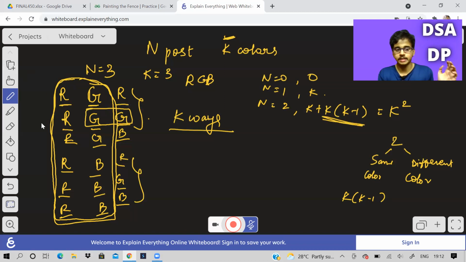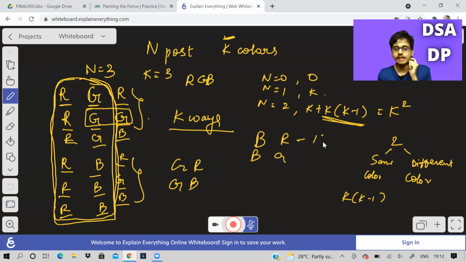What are we essentially doing now? We are finding out how many ways there are to paint the first two posts, times the number of ways of painting the third post. So RG, RB we did. Now we can do BR, BG, and also GR, GB. So for GR again k ways, for GG again k ways, because I can put R, G, B again for the third post. This also k, this also k.